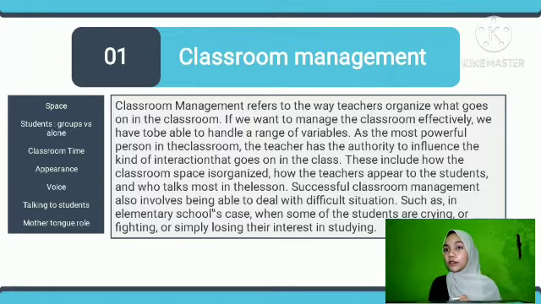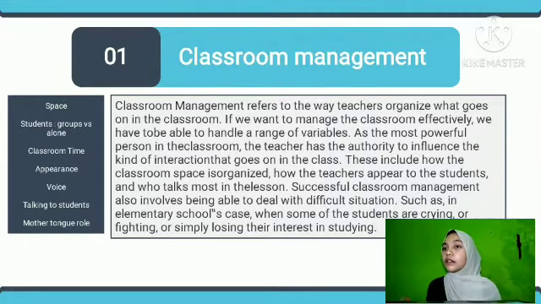Number 1 is classroom management. Classroom management refers to the way teachers organize what goes on in the classroom. If we want to manage the classroom effectively, we have to be able to handle a range of variables. As the most powerful person in the classroom, the teacher has the authority to influence the kind of interaction that goes on in the class.